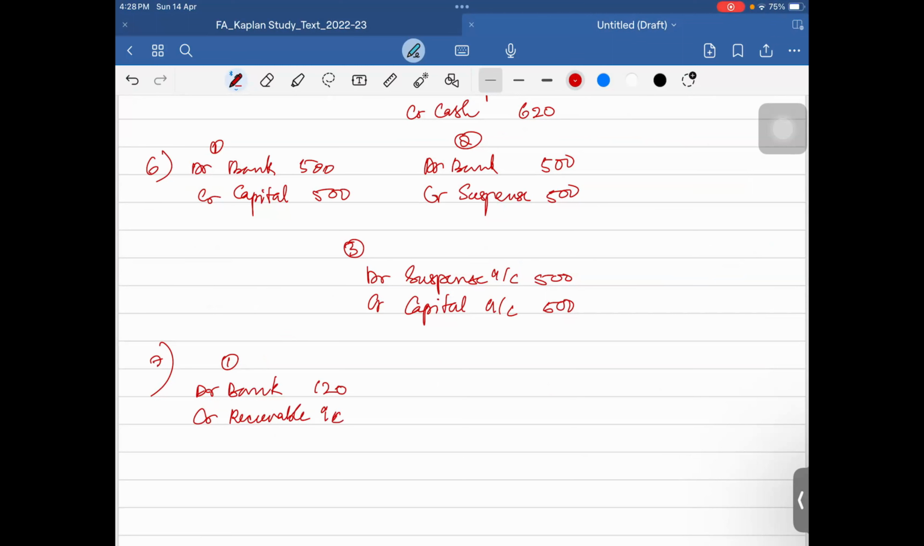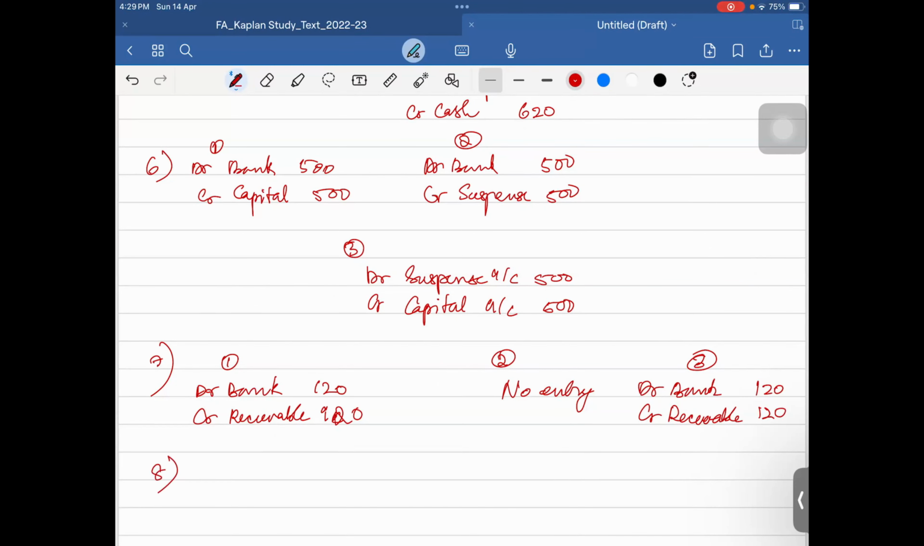Clear? What is the mistake? No entry. No entry is the mistake. So you're just going to pass the entry. That's all. Debit bank. Error of omission. Yes, an error of omission. And 20, 120. Clear?